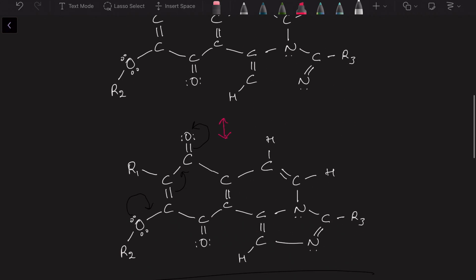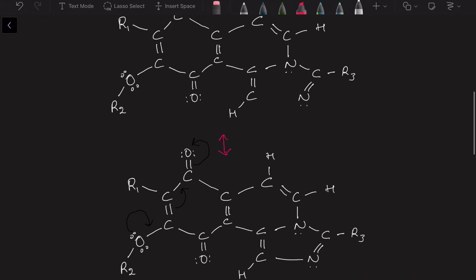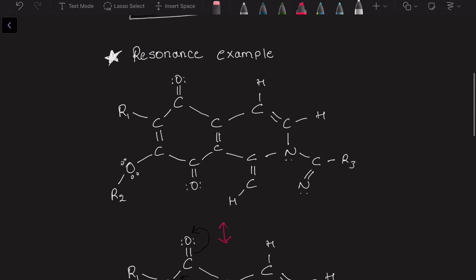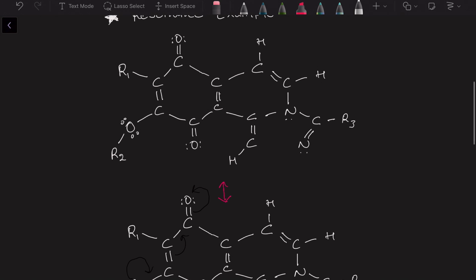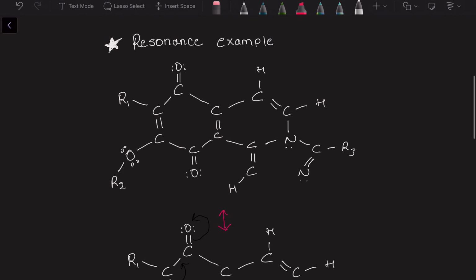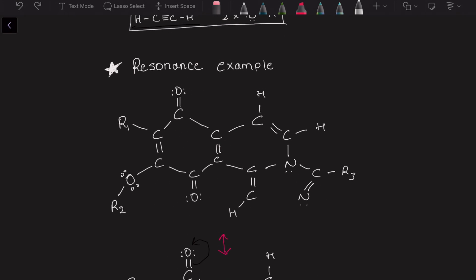Now we looked at the steps of forming a resonance structure. Let's actually form a resonance structure. So we said that the double bond forms a lone pair on this oxygen. So when we do that, we will have a lone pair and the double bond will not be present.